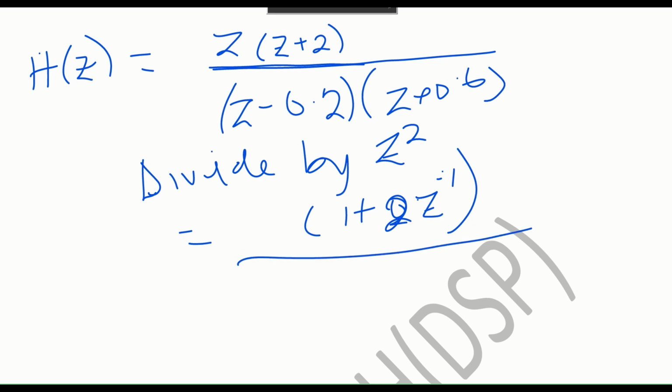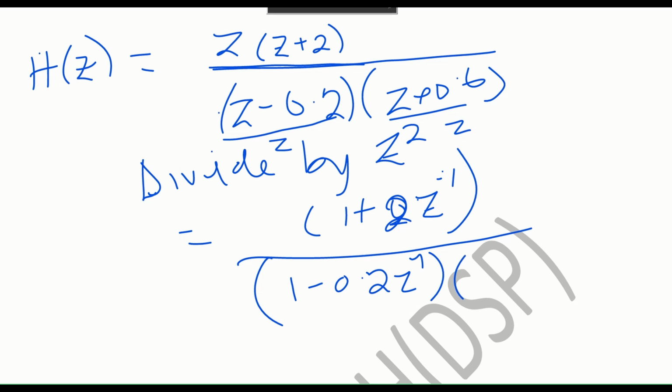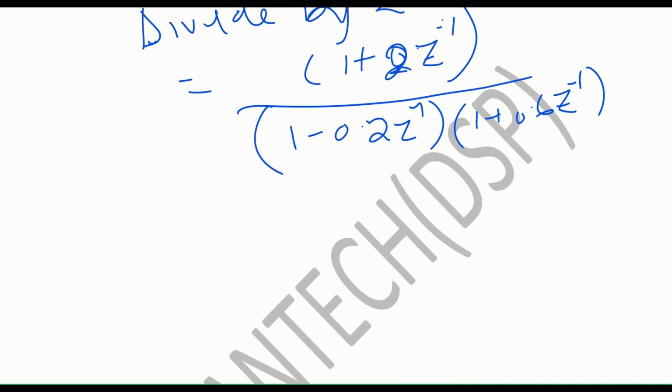And when you divide the denominator by z squared, it's like you are dividing here by z and here by z, because z times z gives you z squared. So when I divide this one alone by z, I get 1 minus 0.2z^-1, times, dividing this one alone by z, I get 1 plus 0.6z^-1 as well. Right, so now we have a beautiful expression in terms of z^-1.